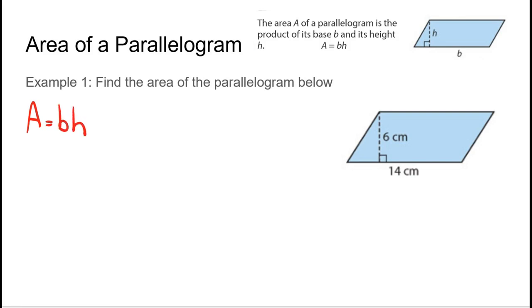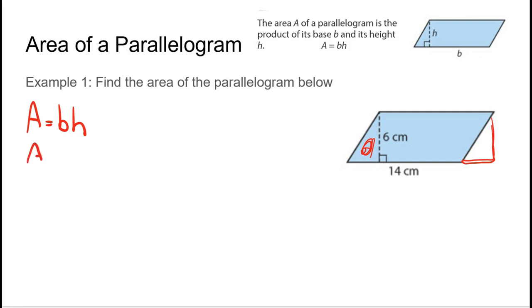Base times height. And the reason why is if I were to take this little piece here, cut it off on the dotted line, and reattach it over here, I would just have a rectangle. So it follows the same rules as a rectangle where I multiply the one side length by the length of the bottom. In this case, we just call it the base and the height. So I find my missing information. I find out what my base is, or my B. I find out what my height is, or my H, and I plug them into my formula.